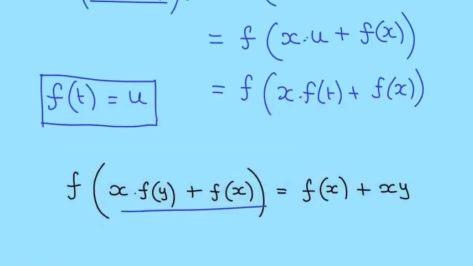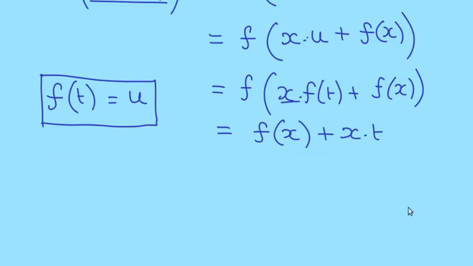Alright, so from this, we have x here, we have x here, and instead of f of y we have f of t, and we have f of x here. So this is f of x plus x into t. This is directly from the given relation. Therefore this is f of x plus t into x.